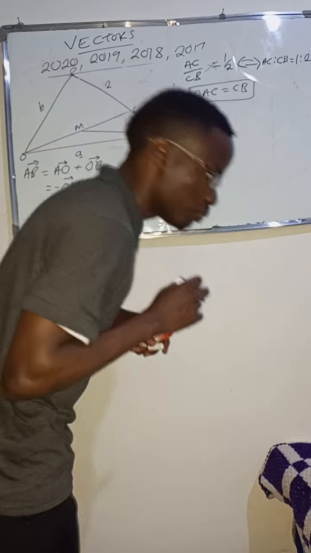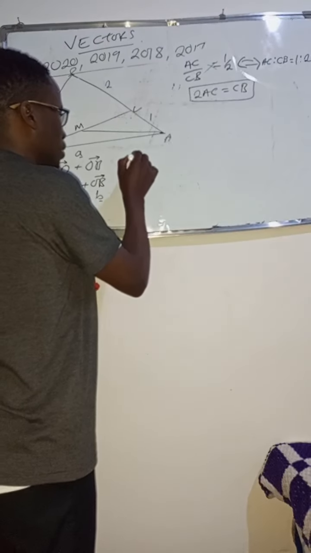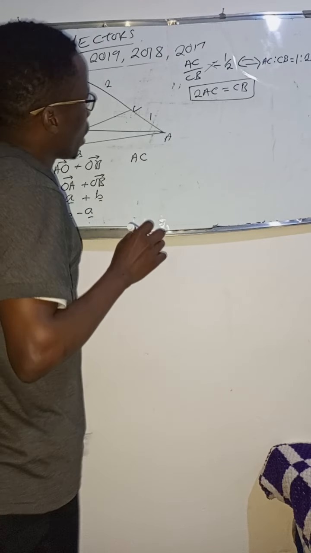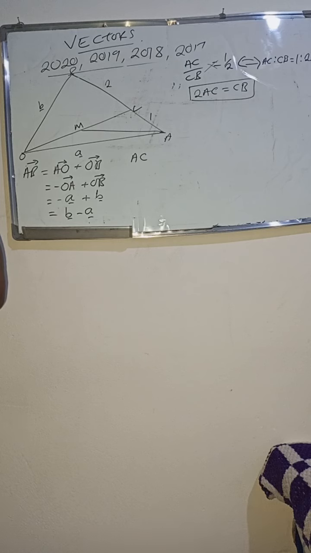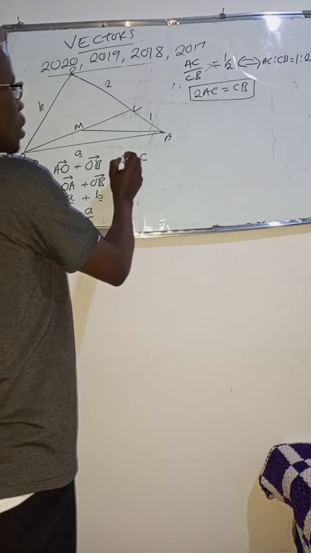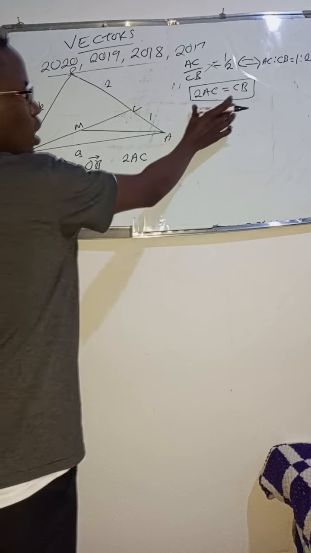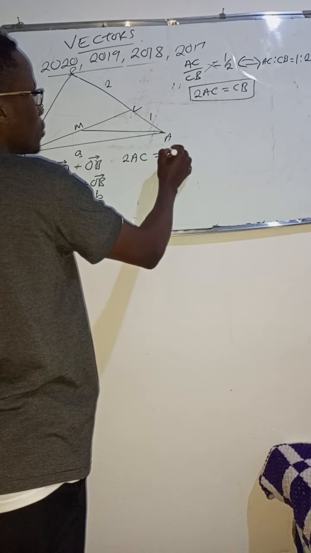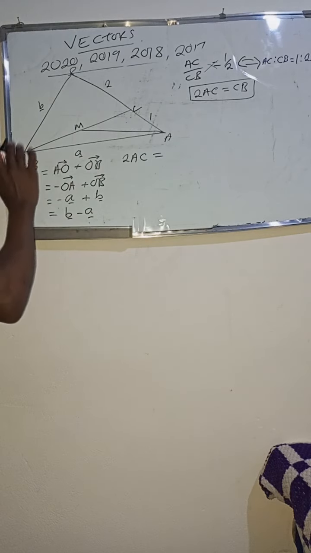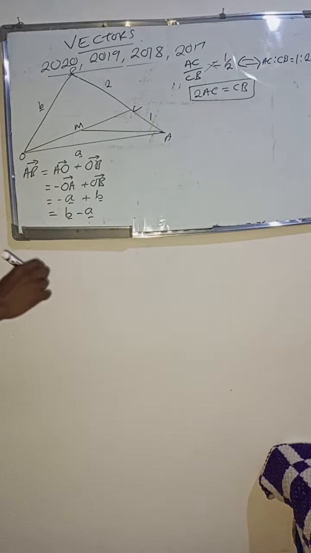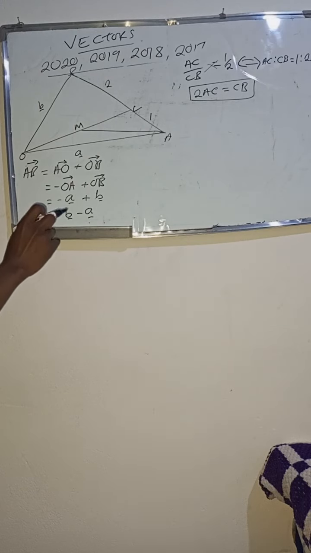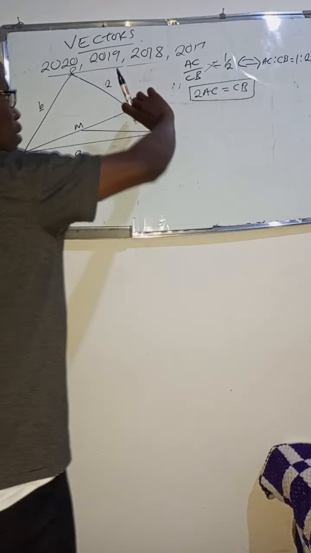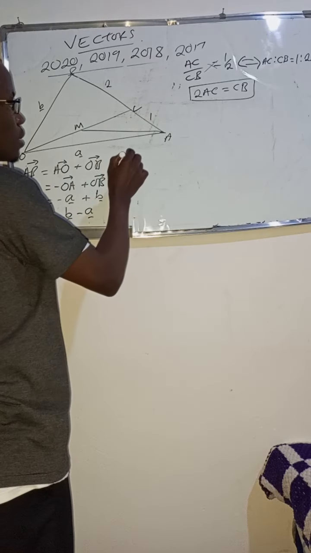That is part 1A. Then part 1B, we want to find AC. Here we already have this ratio, isn't it? I've already cross multiplied there, so 2AC is equal to CB. Let's do this before I use this one. We are looking for AC.